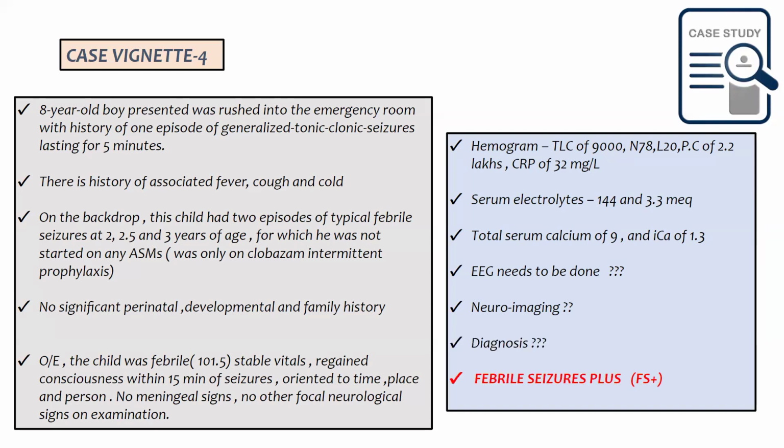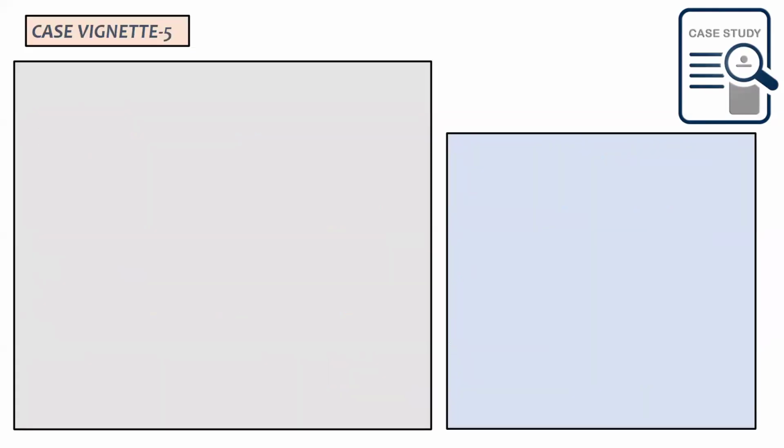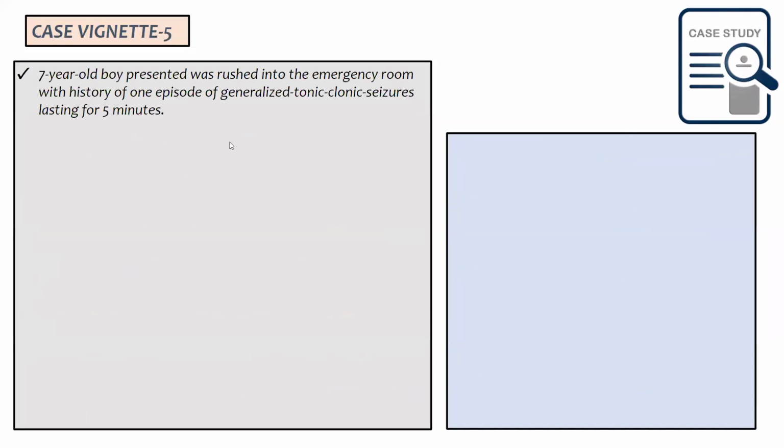Diagnosis, as you said, is febrile seizures plus. This is not a rare thing. We usually see this in clinical practice. You need to counsel the parents. The recurrence of febrile seizures plus is unpredictable. Most of them, 70 to 80%, do not have a seizure again, and sometimes they can have recurrence as well.